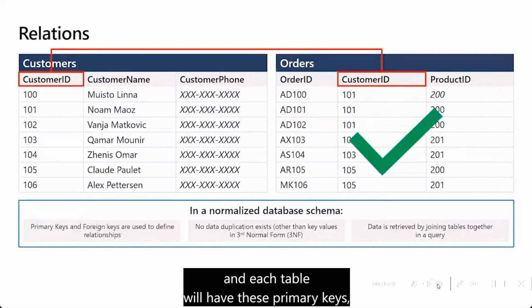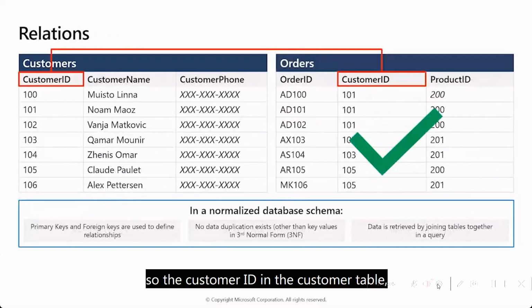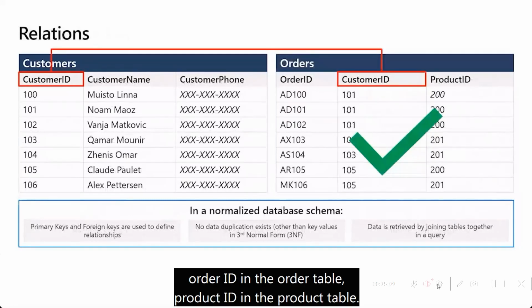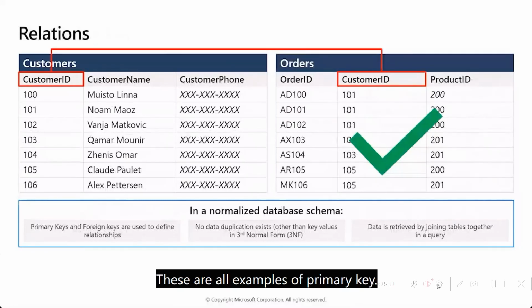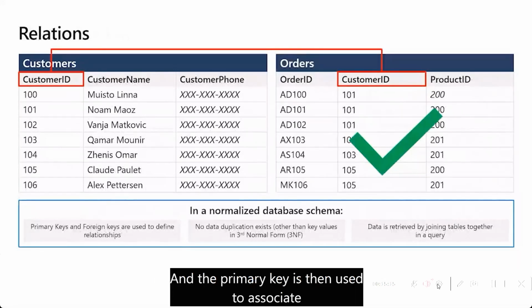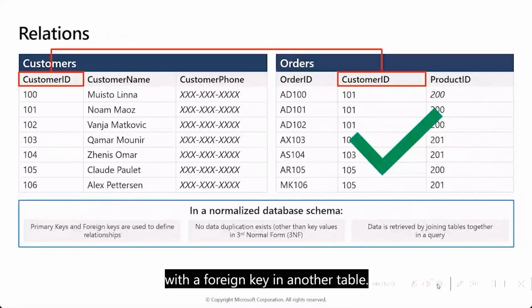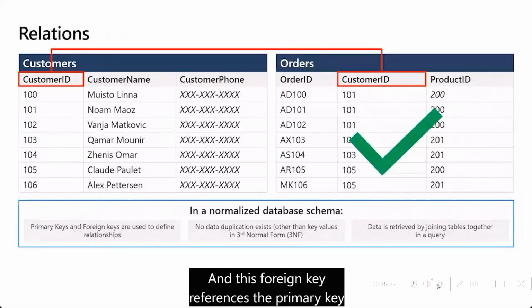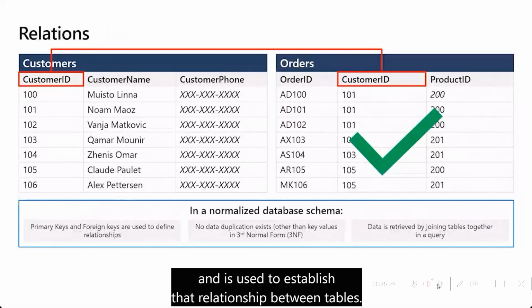Each table will have primary keys, so the customer ID in the customer table, order ID in the order table, and product ID in the product table. These are all examples of primary keys. The primary key is then used to associate with a foreign key in another table. And so the customer ID and the product ID in the orders table are foreign keys. This foreign key references the primary key and is used to establish that relationship between tables.